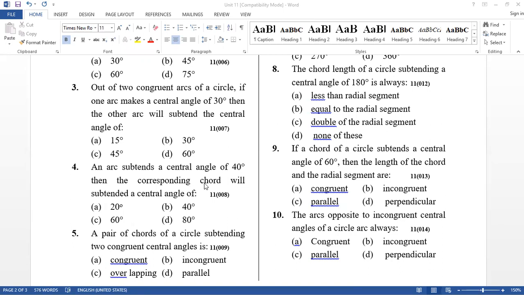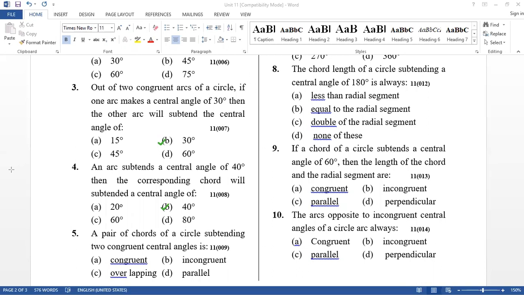Sorry, we are talking about the third one. Out of two congruent arcs, if one arc makes a central angle of 30, then the other arc will subtend another angle that will again be 30 degrees. Central angles will be equal. The fourth statement says that if an arc subtends a central angle of 40, then the corresponding chord will subtend a central angle of 40. You have to understand that the chord and arc endpoints are the same.